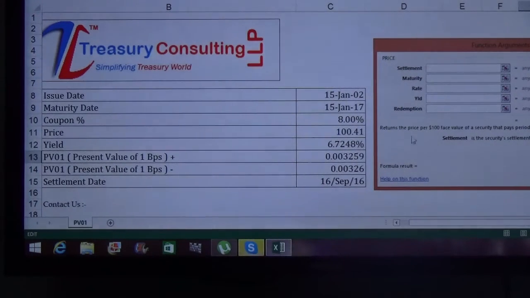Control A means settlement. Settlement is this. Then you have maturity this. Then you have rate this. Then you have yield this. Now you wanted to reduce the yield by 1 bips, minus 0.01%. Okay. Then you have redemption, of course 100. Then you have frequency 4. Then you have basis 4.